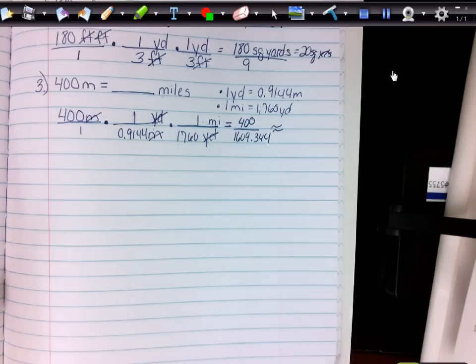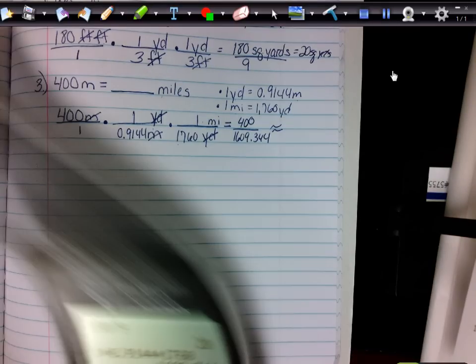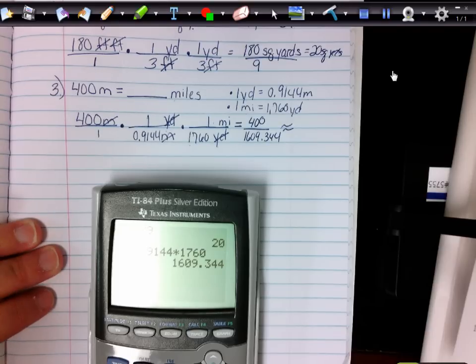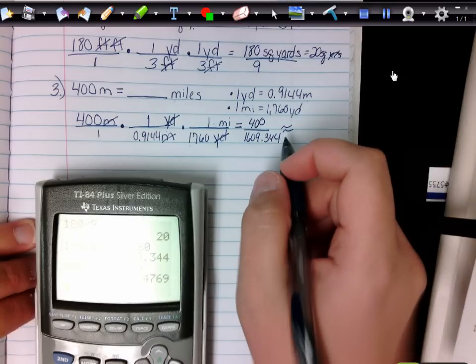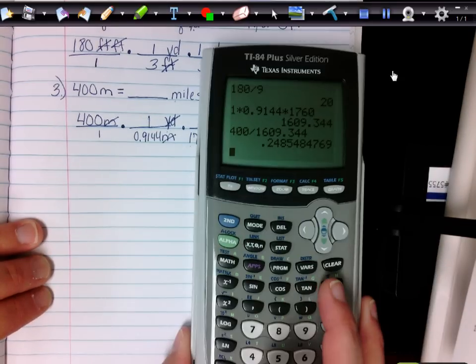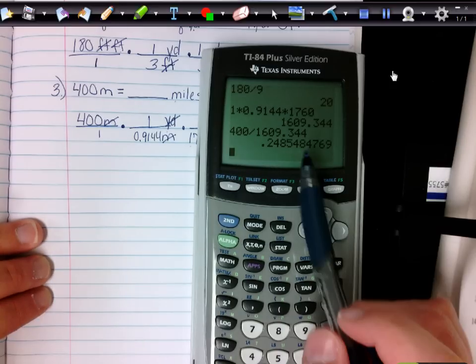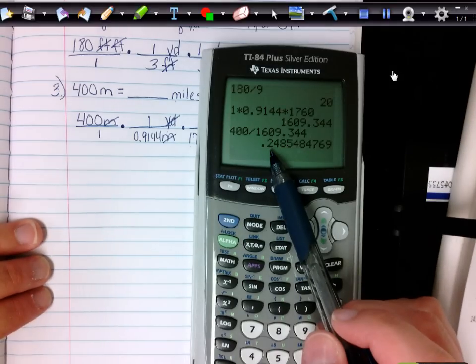Now I'm going to divide, so again multiply across the top, multiply across the bottom, and divide. So I'm going to say 400 divided by 1,609.344. And I'm going to say that this is approximately, so I am going to round here. Oops, sorry, you can't really see that. So I have 0.248, so I'm going to round that to point.